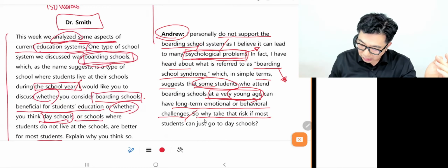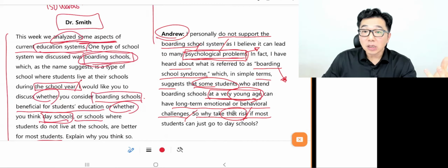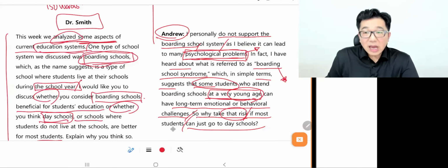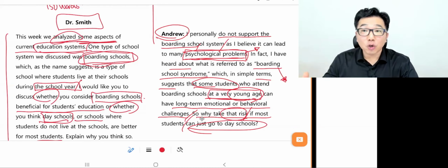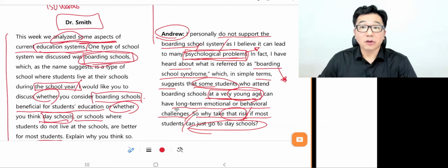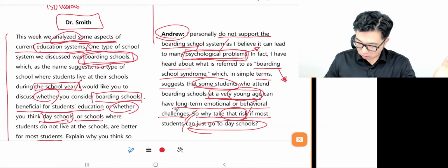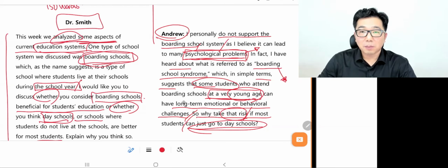So why take that risk? Why try boarding school when this may happen to some students? Why take the risk if most students have another option? Be safe. Just go to day schools and avoid the potential of developing psychological problems like boarding school syndrome altogether, especially if you're really young. Just don't try. Just be safe. Go to day school, and you will not potentially have this problem at all. Okay? Don't take that risk. That's his argument.